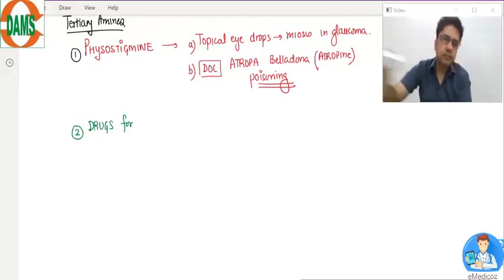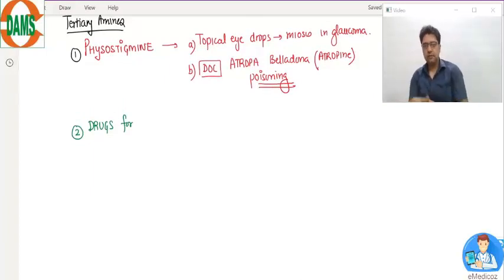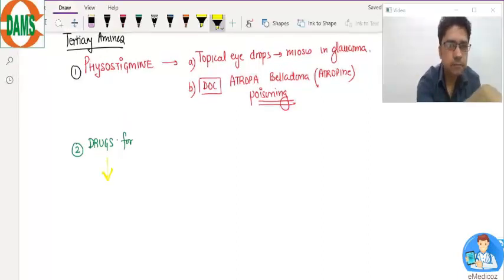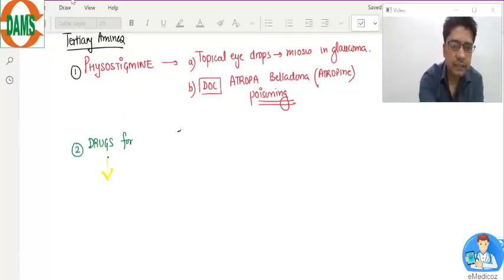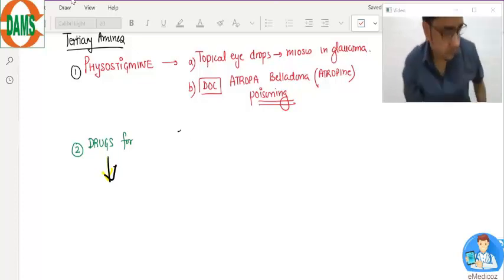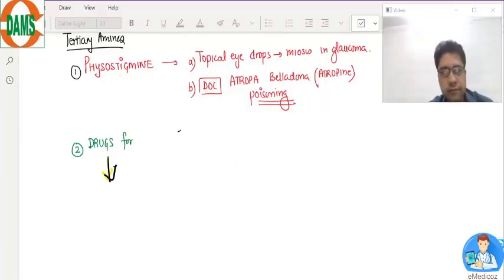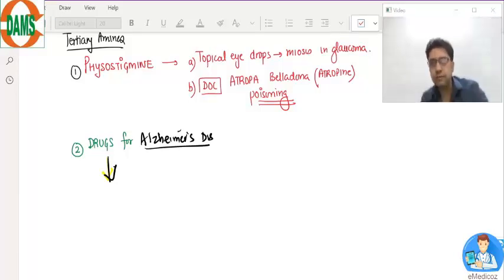Okay. Just a moment. I'll just change the pen. In Alzheimer's disease. Let me change then. No problem. If there is lagging, we'll change it. Okay. Now, what happens? So you will write drugs for Alzheimer's disease. So I'm changing my pen. Okay. No problem.